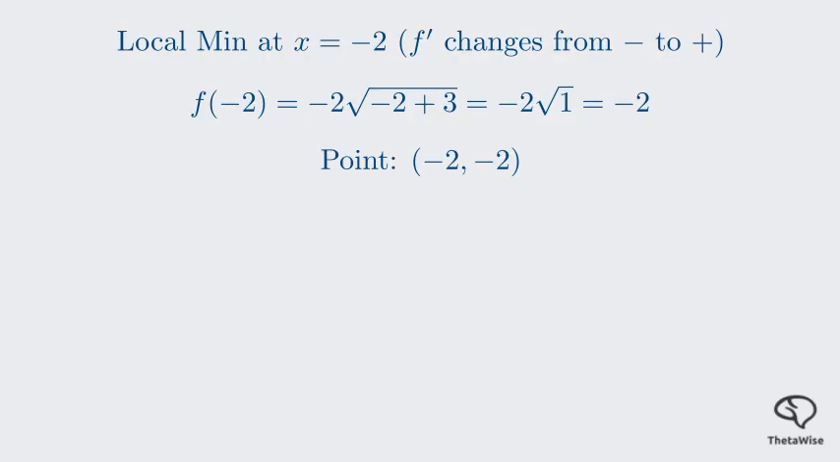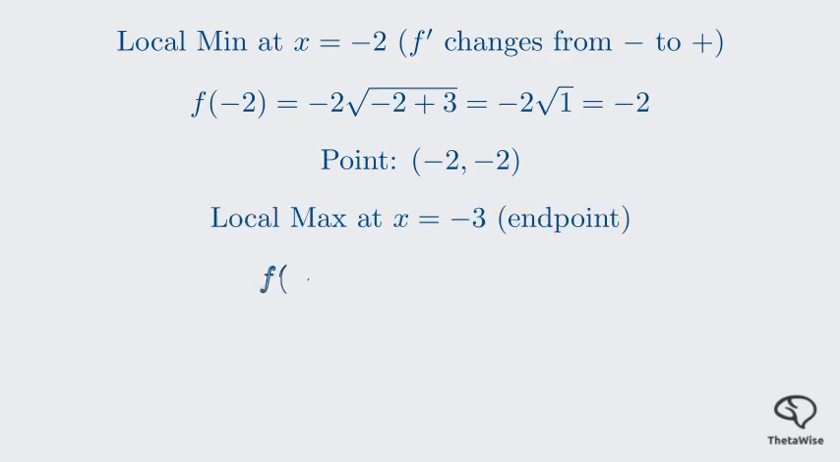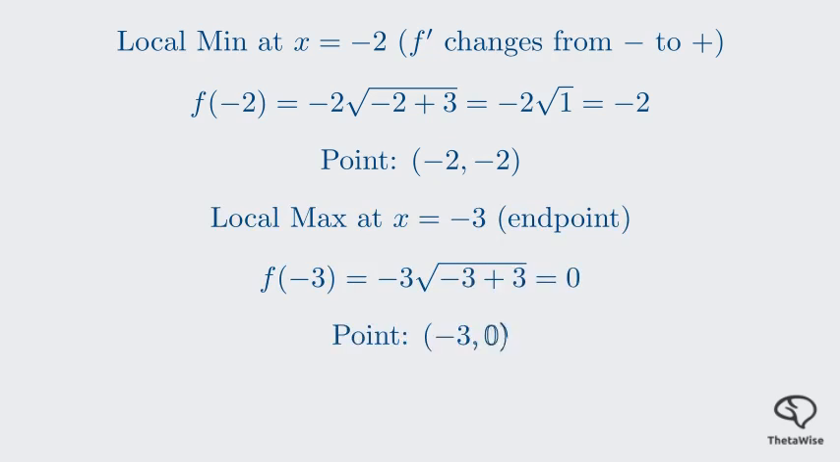At x equals negative 3, the derivative is undefined. This is an endpoint of our domain. Since the function is decreasing as we approach this point from the right, it represents a local maximum. The y value is f of negative 3, which is 0. So there's a local maximum at the point (-3, 0). We've now analyzed the increase, decrease, and local extrema for this function.